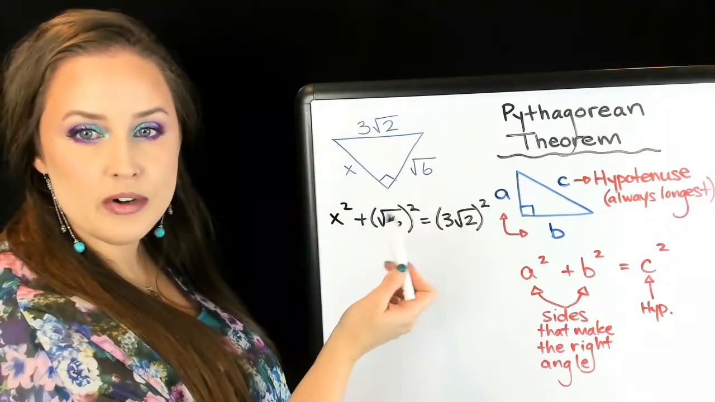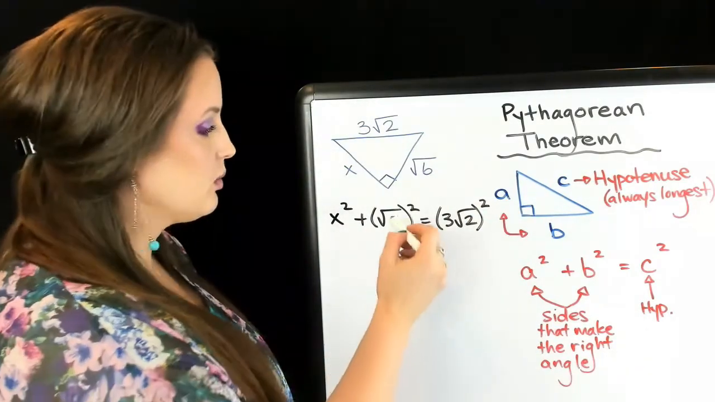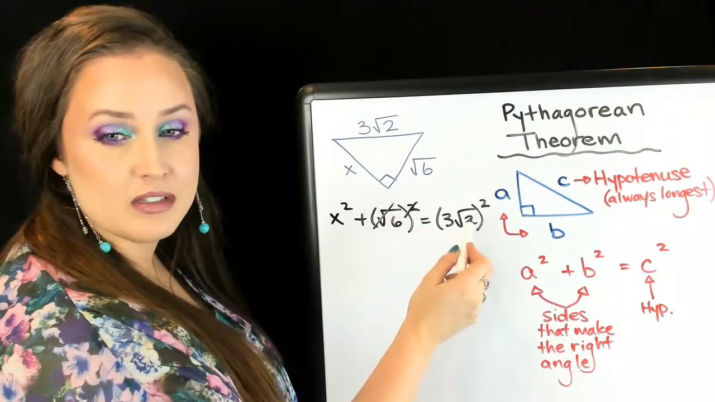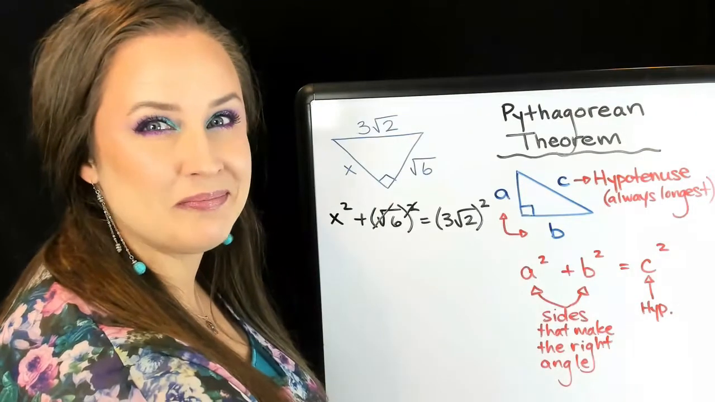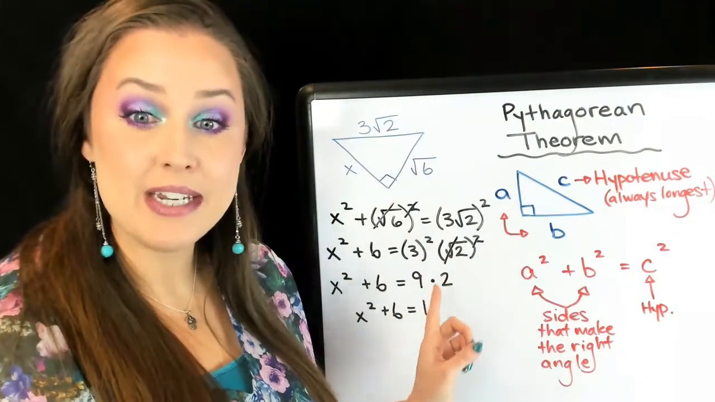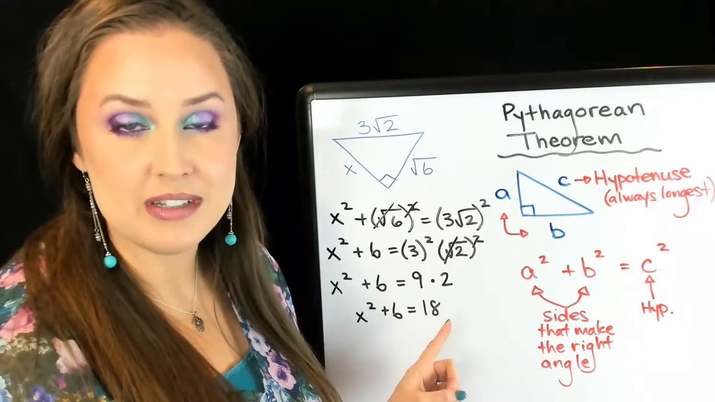Since the squared and the root are both over the 6 here, those will cancel. But on this one, we need to square each piece. So let me write this out and then we'll go over it. I squared each piece like I did on the previous one, so that gives me just 18. So I went all the way to x squared plus 6 equals 18.